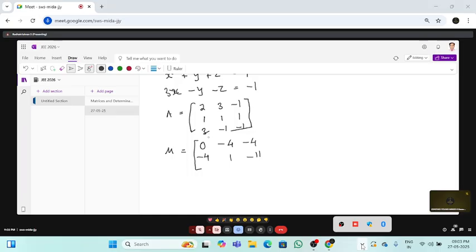And then this one is, you take this row and this column. So 3 minus minus 1, so 3 plus 1. This one, 2 plus 1. Okay. Sorry. You cut this 2.